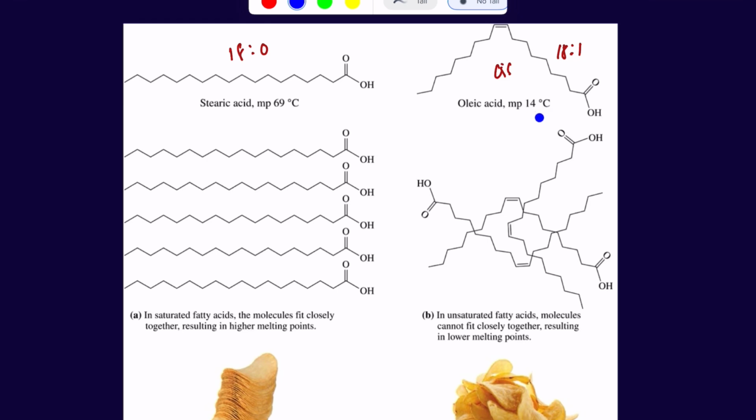14 degrees Celsius. So you can see, this is more like Pringles, I guess. They stack on top of one another, but these are just regular chips. When you just put them in a package, they're just going to be here and there, not really well packed, and that's exactly what's happening with these cis fatty acids, and as a result, they have relatively lower melting points.